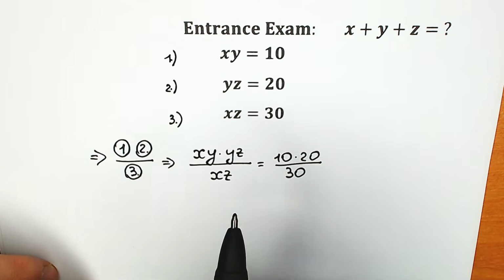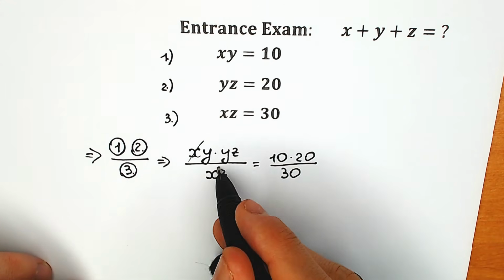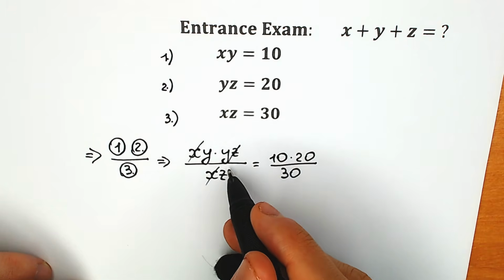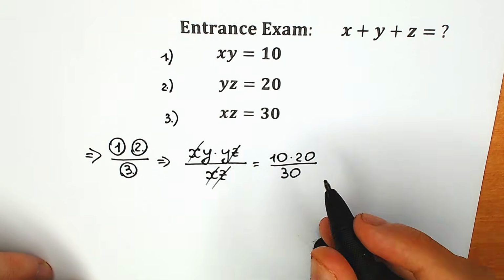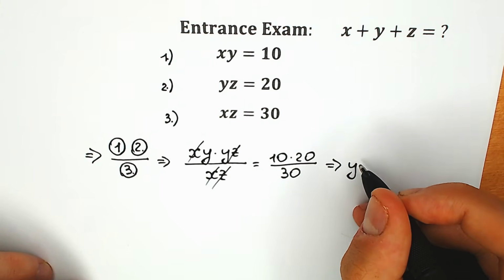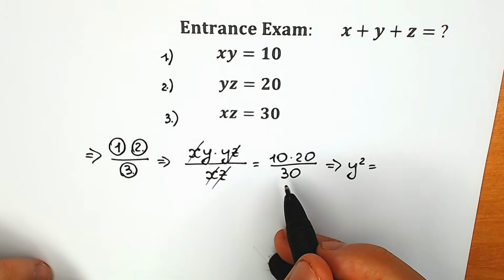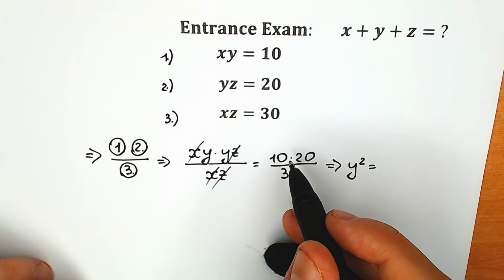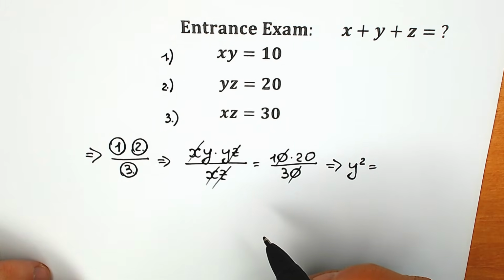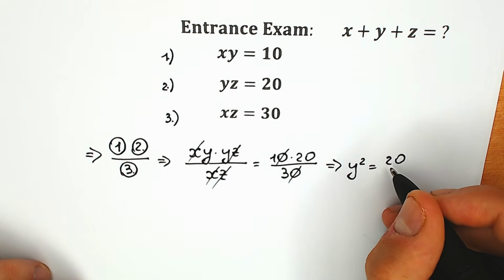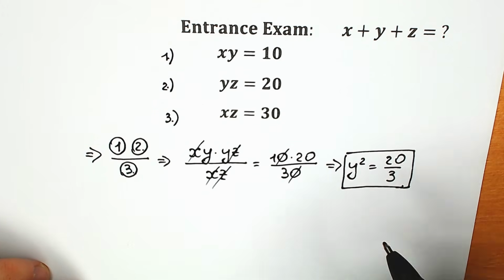On the left side, one really important moment: we can easily cancel x and we can cancel z, so we have only y times y. On the left side we have y squared. On the right side, 10 times 20 divided by 30, we can cancel a 10 and a 10, so we have only 20 over 3. So y squared equals 20 over 3. This is the first expression that we really need.